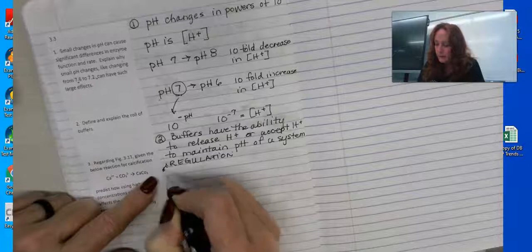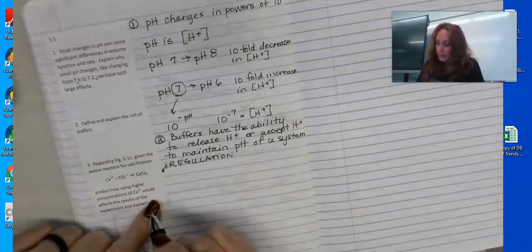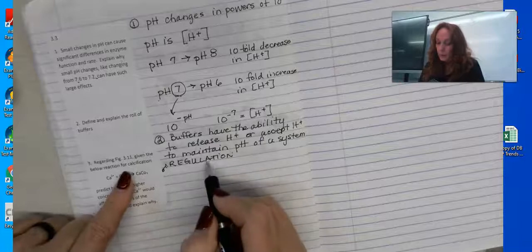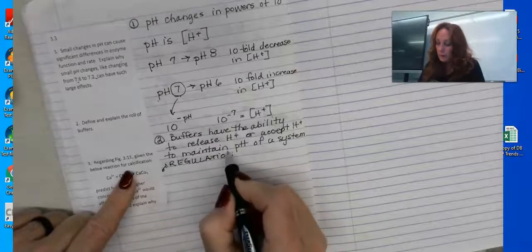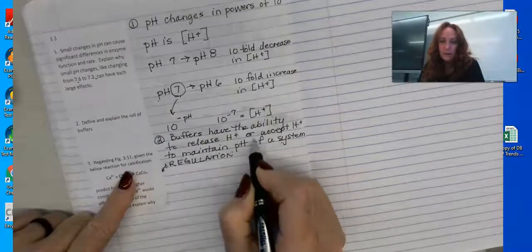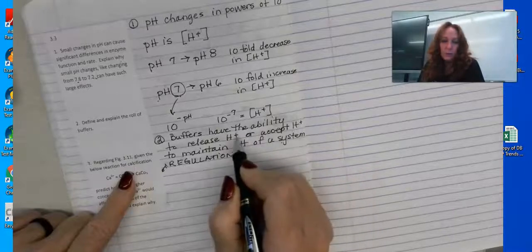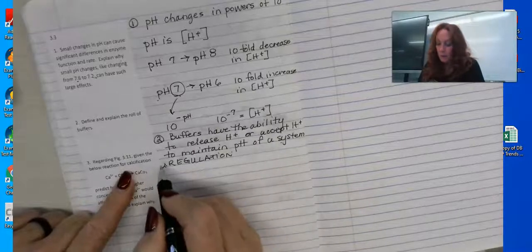Because that's the key. All right, what's the next one? Because that's the role. The role is to maintain the pH, and they do that by either contributing or accepting hydrogen ions.